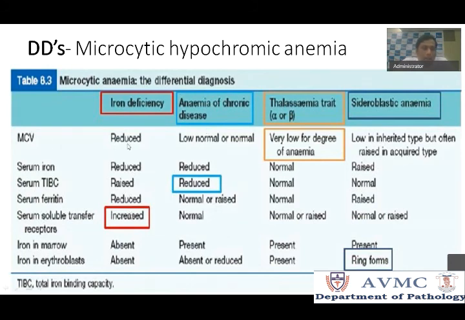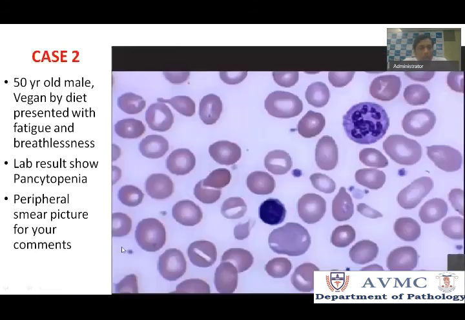Serum iron and ferritin will be decreased in iron deficiency, whereas in other conditions they may be raised or normal. TIBC will be raised in iron deficiency, and transferrin receptors will be increased in iron deficiency, whereas they will be normal or increased in other conditions. As I already said, demonstrating iron in the marrow is always the gold standard for iron deficiency. So that is about iron deficiency anemia.